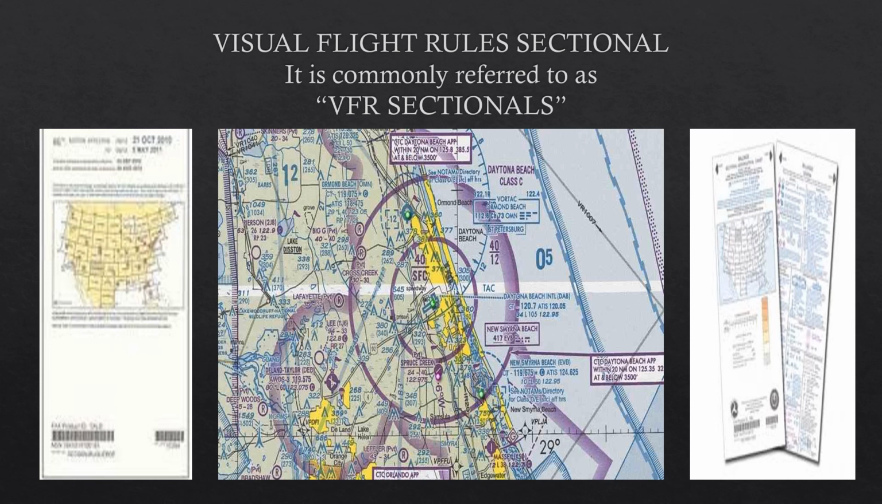So, the visual flight rules sectional. Okay, this is your roadmap to the sky. It covers everything you need to know going to and from different airports under visual flight rules. That's what VFR stands for. You very rarely will hear it called the VFR sectional. Most times people just say, hey, where's it at on the sectional?